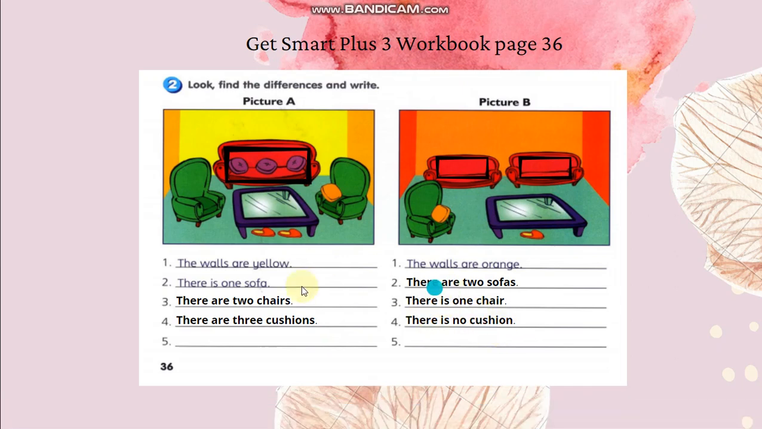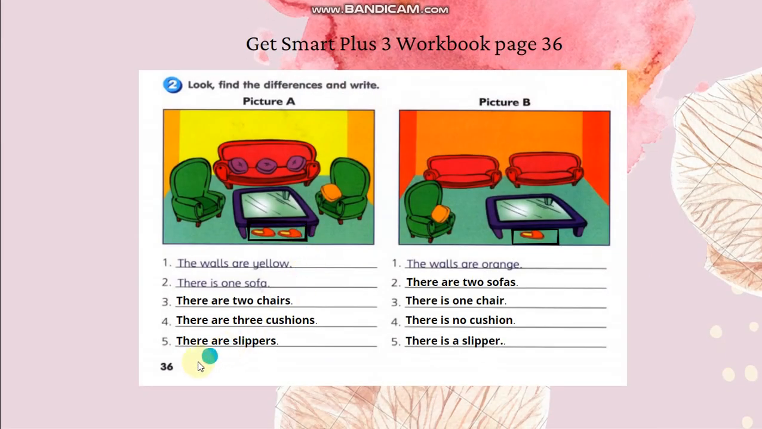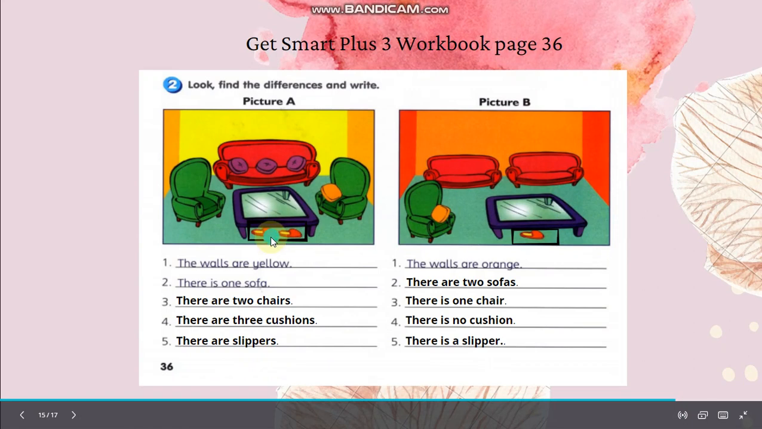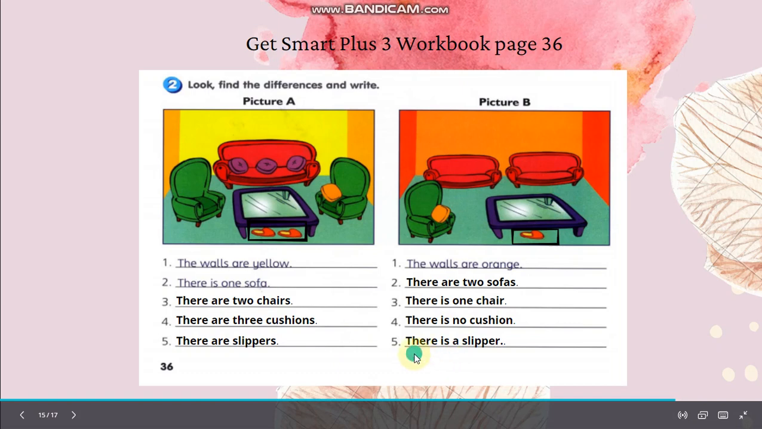Okay, last one. What are the differences inside the picture? Yes, the slippers. So there are slippers because there are 2, 1 and 2. So we must use are. There are slippers. And in picture B, there is only 1. If 1, we use is. There is a slipper.